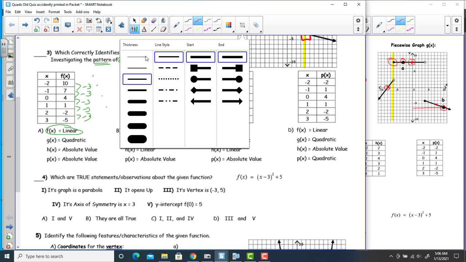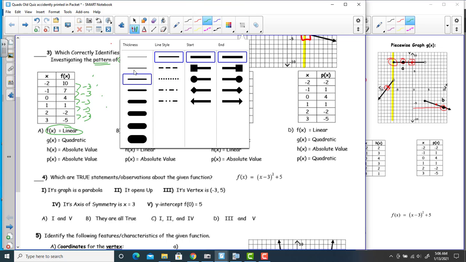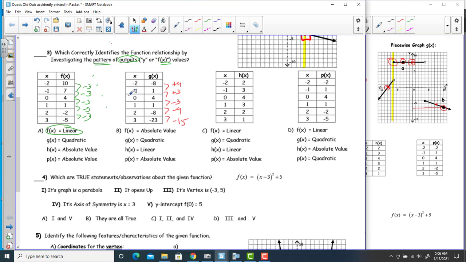When you look at table g of x, you're supposed to notice that the measured amounts are increasing by 9, then they go up by 3, then they decrease by 3, then they decrease by 9, and then they decrease by 15. There are 2 incredibly important observations you can make at this point. One is that there was a vertex, and because there's a vertex, a time and measured amount where there are repeat behaviors on both sides of that time, that's going to indicate that this is either an absolute value graph or a quadratic. So it's not going to be linear, that's for sure.